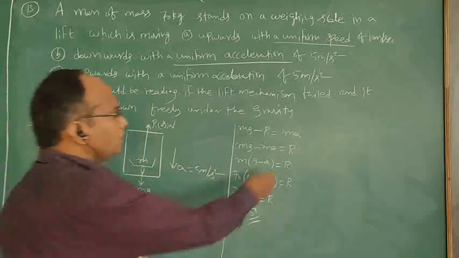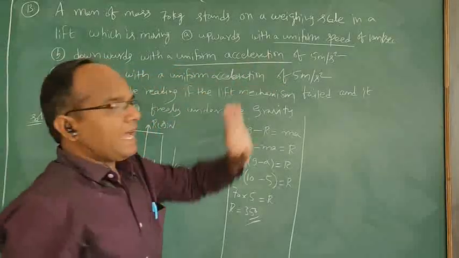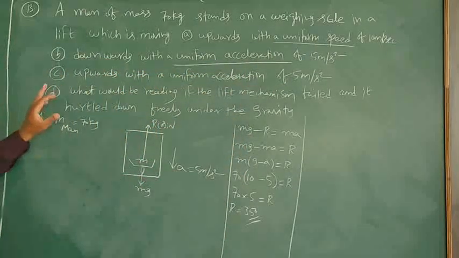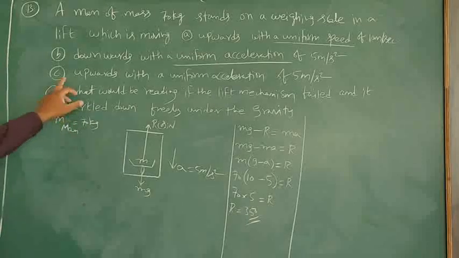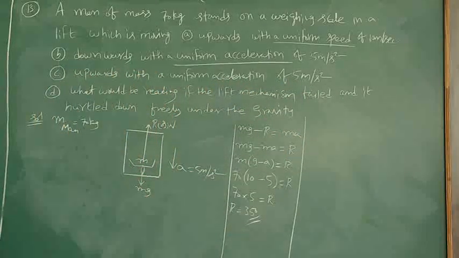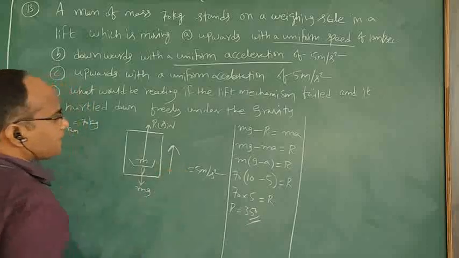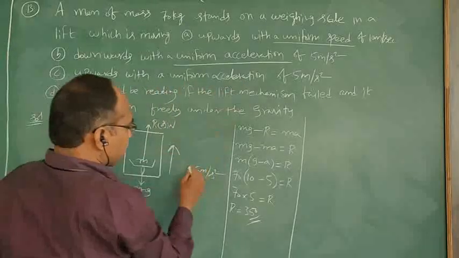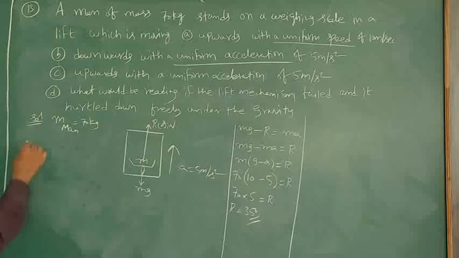So this is about downwards with a uniform acceleration. Now, it is the same as in the theory we had studied, but it is in numbers. Upwards with a uniform acceleration of 5 meter per second square. Upwards means I should draw the acceleration upside. Then what is the value we will get?